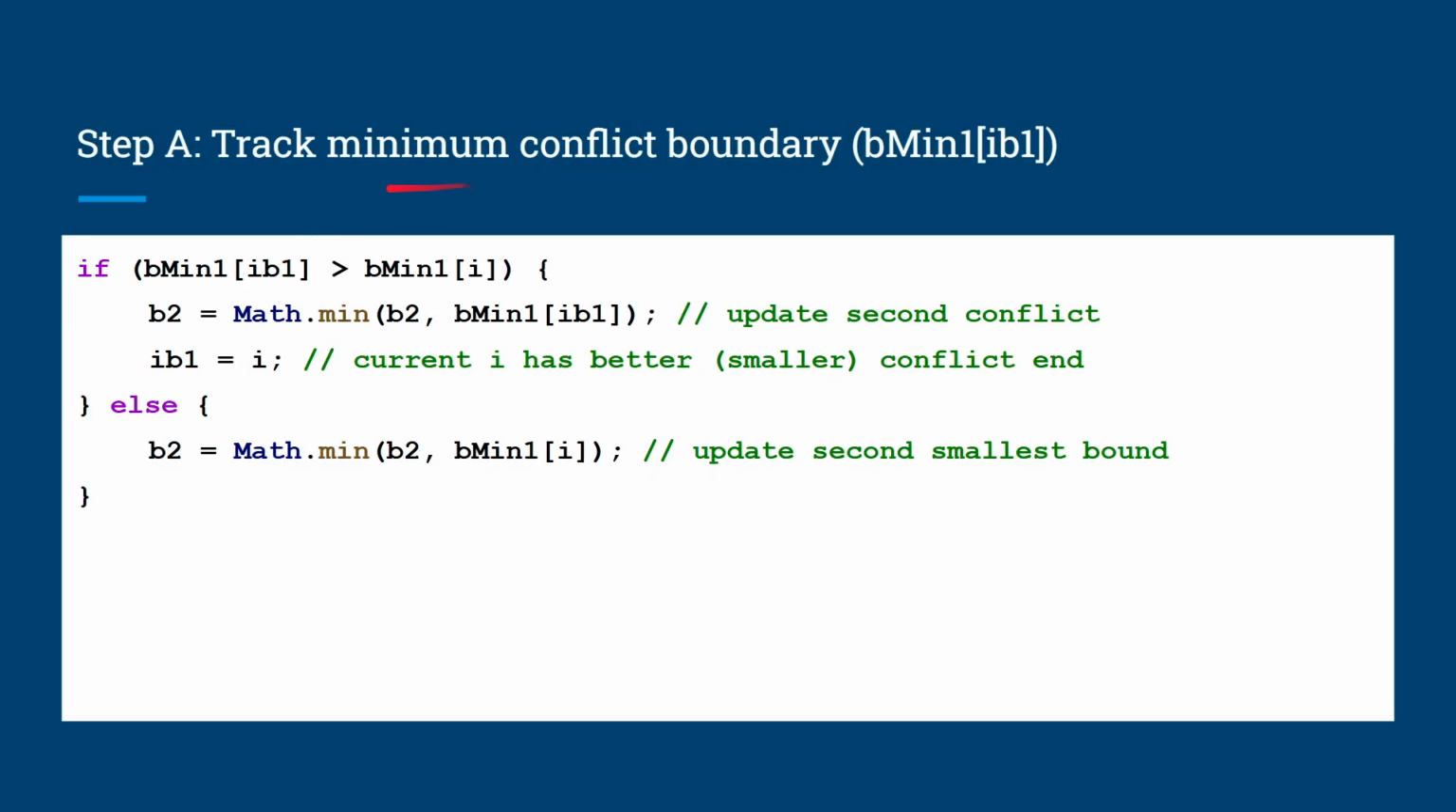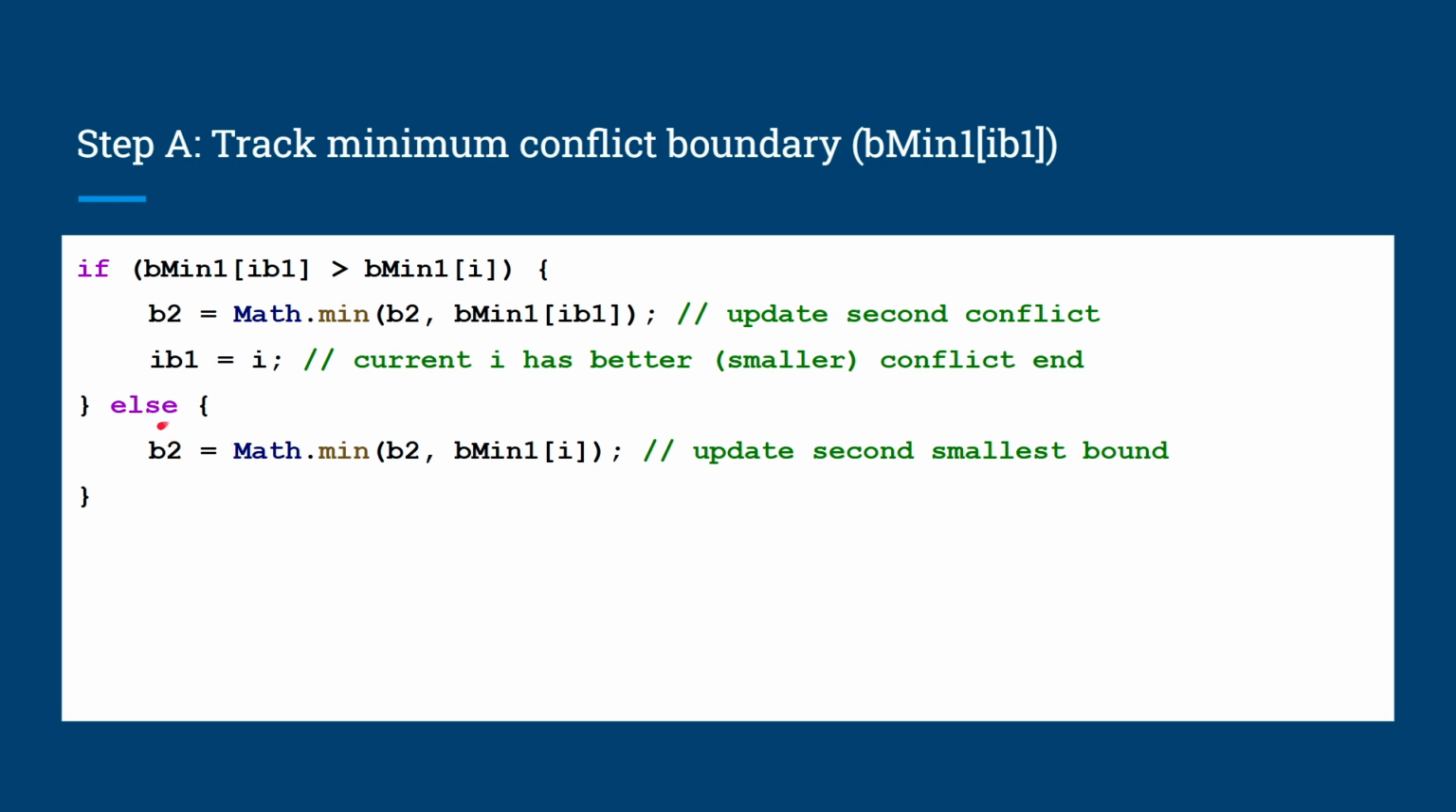Then, let's suppose in the steps, when we are making the for loop, we'll check this step first. If b min at ib1 index, for b1, is greater than b min 1 at y, it means we have to update the second conflict, that is b2. How? We'll check the minimum one and store that. Then we'll do ib1 equal to i, which means we update the current i as the better, smallest conflict, right? So we'll update it.